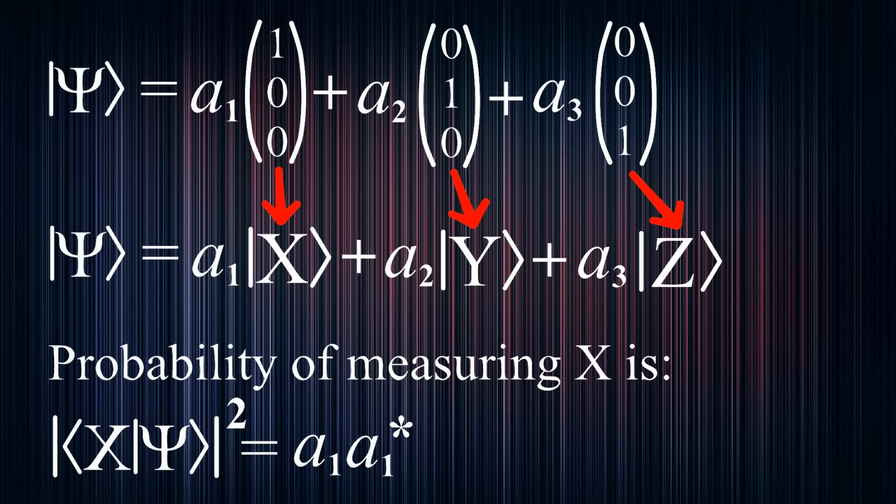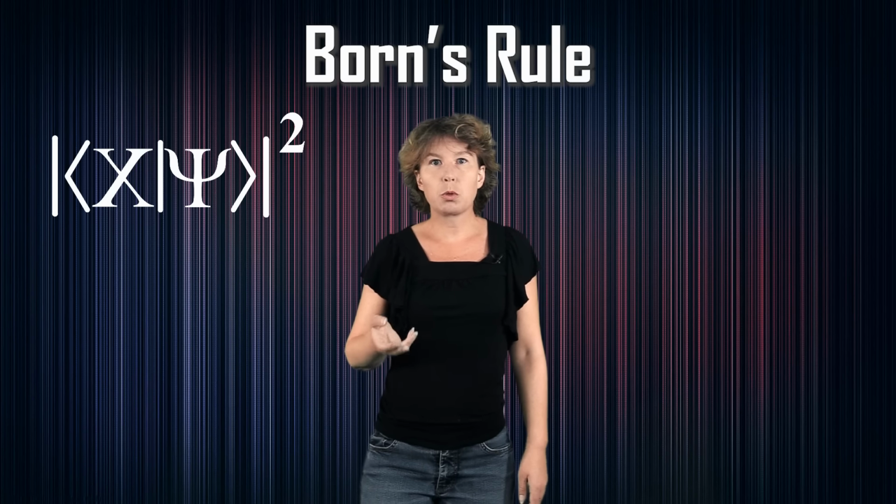Since the basis vectors are those which have only 0 entries, except for one entry which is equal to 1, the scalar product of a wave function with a basis vector is just the coefficient that corresponds to the one non-zero entry. And the probability is then the absolute square of that coefficient. This prescription for obtaining probabilities from the wave function is known as Born's rule, named after Max Born.